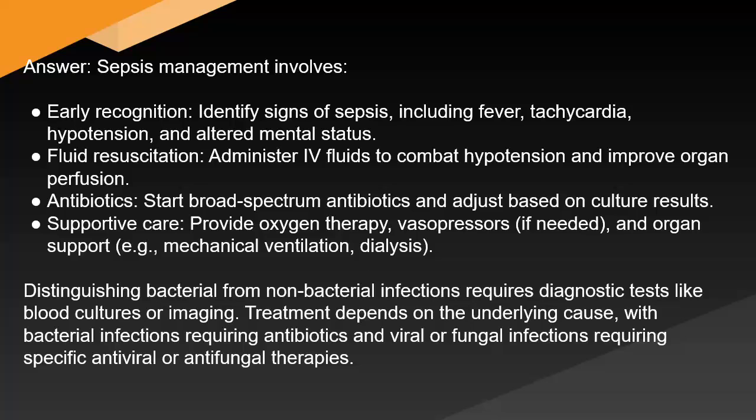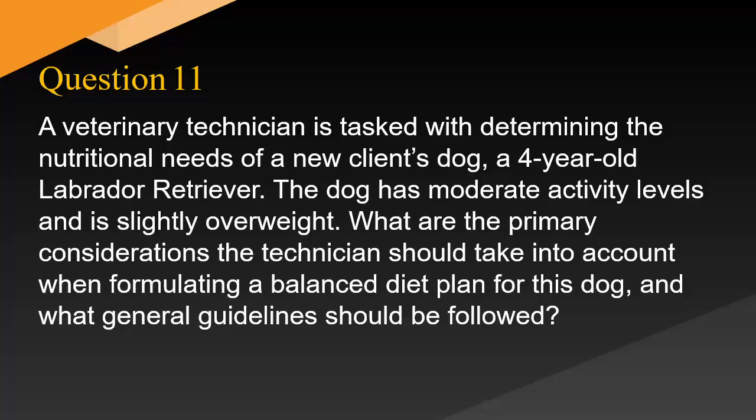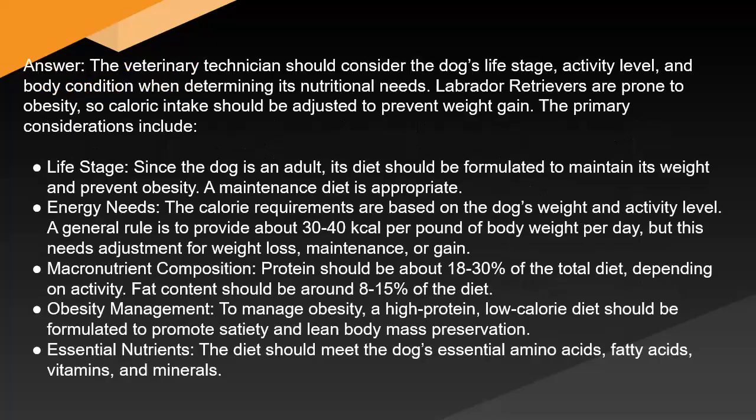A veterinary technician is tasked with determining the nutritional needs of a new client's dog, a 4-year-old Labrador Retriever. The dog has moderate activity levels and is slightly overweight. What are the primary considerations the technician should take into account when formulating a balanced diet plan for this dog, and what general guidelines should be followed? Answer: the veterinary technician should consider the dog's life stage, activity level, and body condition when determining its nutritional needs.